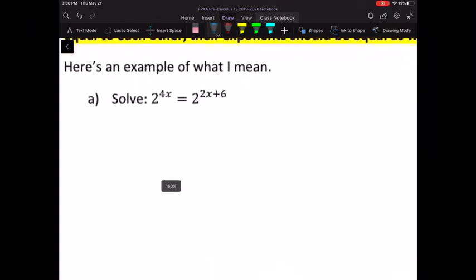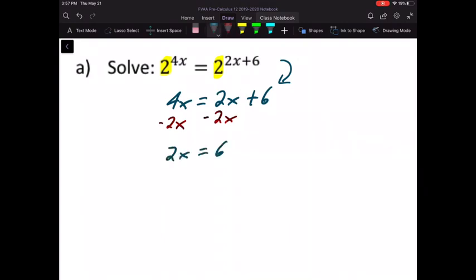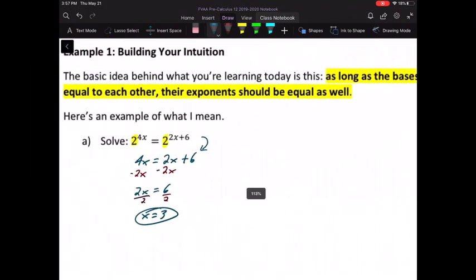So let's look at an example here. For this question, I have 2 to the power of 4x is equal to 2 to the power of 2x plus 6. Because their bases are equal to each other, I know that the exponents on those bases must be equal to each other as well. So I can move from this equation to this equation, getting rid of the bases. This is just grade 9 algebra, where I bring all my x terms to the same side. This gives me 2x is equal to 6, and I end up with x is equal to 3. So I've solved this exponential equation using this highlighted principle.